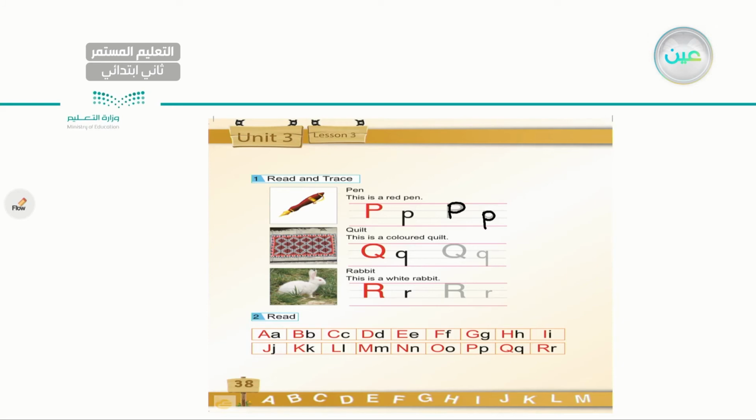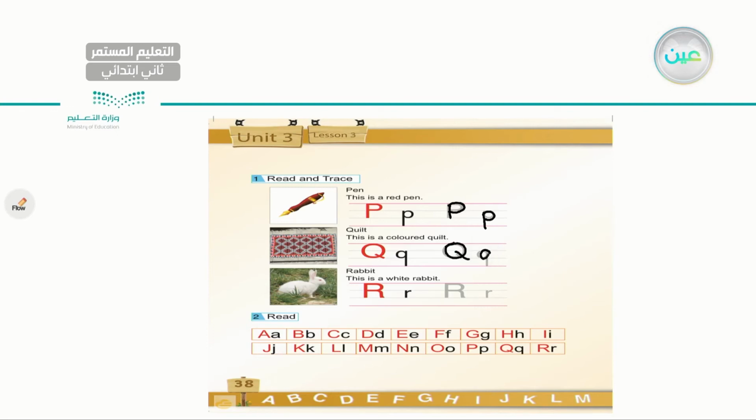Very good, capital and small. Pen. Next letter, I have quilt, Q. This is a colored quilt. Now, as you can see, I have capital and small q.